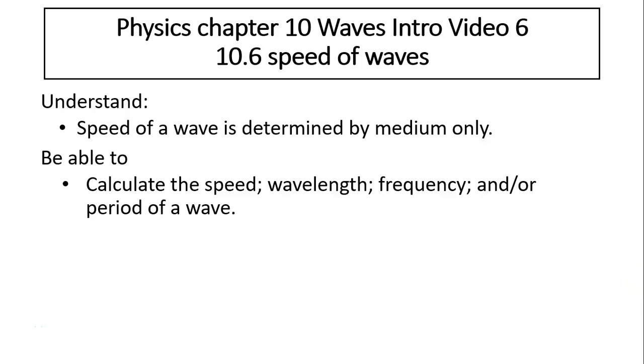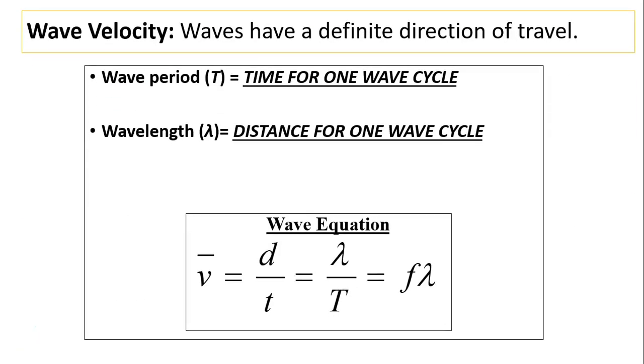This is Physics Chapter 10, Waves Intro, Video 6. Today's topic is speed of waves. The objectives are: understand that the speed of a wave is determined by the medium only. Be able to calculate the speed, wavelength, frequency, and/or period of a wave. Wave velocity is a vector quantity, so remember velocity has a direction.